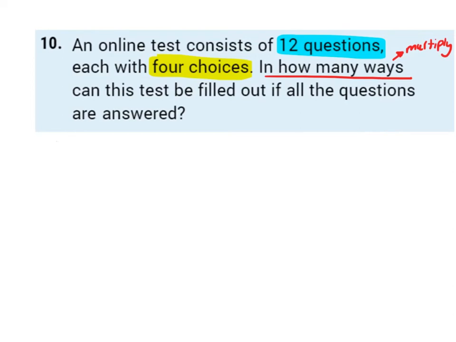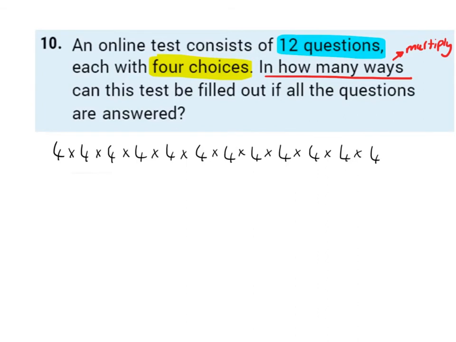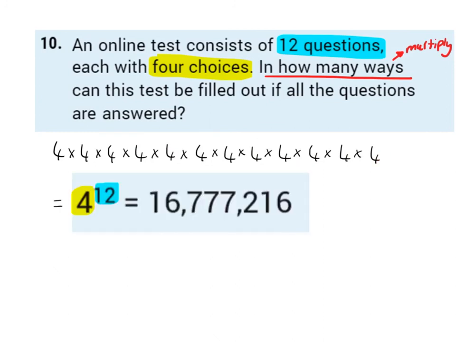So for the first question, we've got 4 choices. So we've got 4 multiplied by another 4, because we've another 4 choices for the second question, multiplied by another 4, because we've another 4 choices for the third question, and so on up as far as 12. So 4 by 4 by 4, and so on up as far as the 12th question, which is 4 to the power of 12.